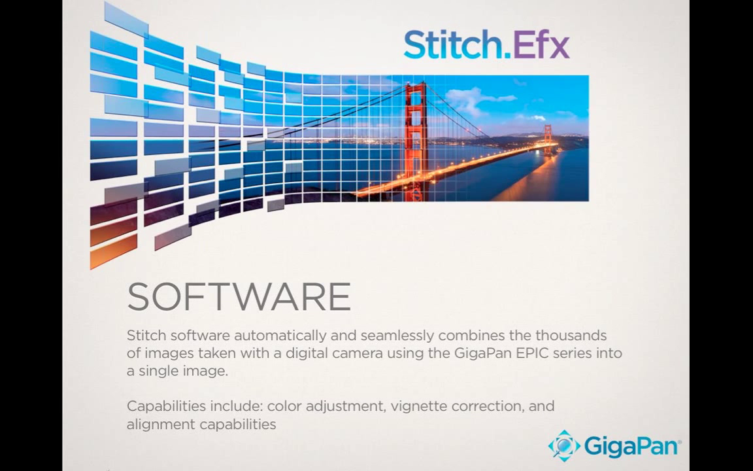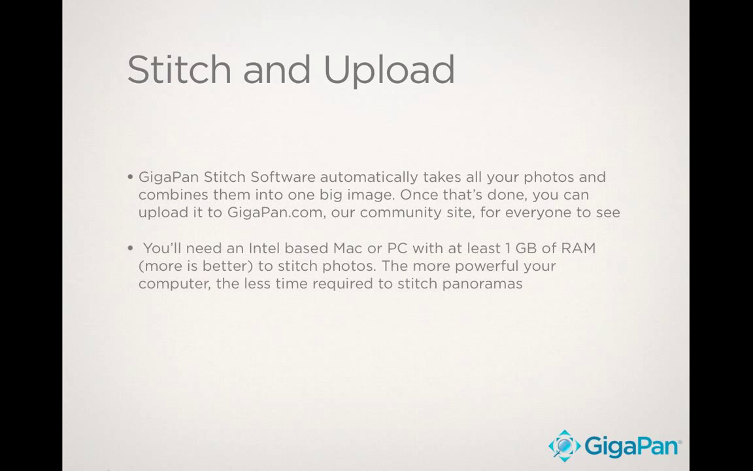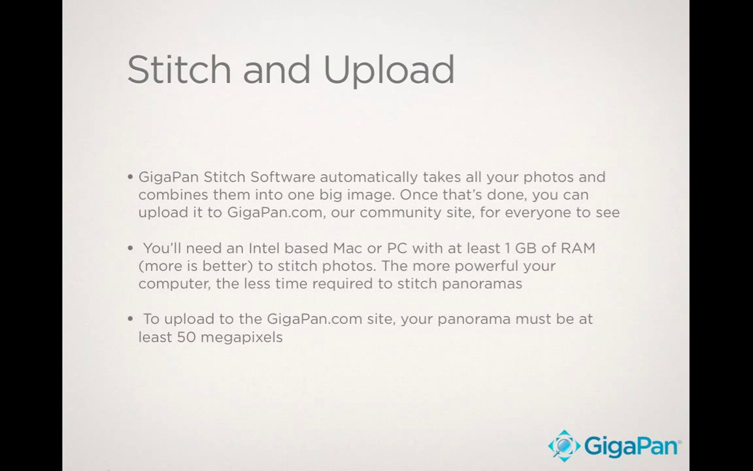Our Stitch software comes with the purchase of our product, and we offer 2 different Stitch softwares. There's our basic Stitch, which is free, and then our Stitch FX, which is an upgraded product. The Stitch FX allows for color adjustment, vignette correction, and some alignment capabilities. We also have Stitch 2.2 that we just launched that's beta, so I recommend that you give that a shot.